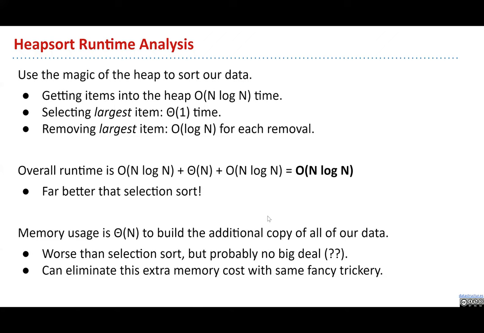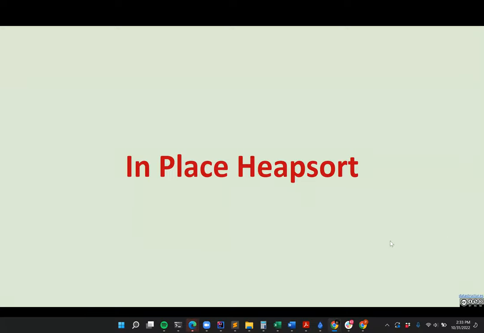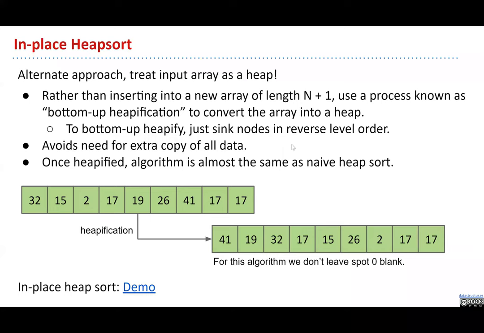Now it turns out we can optimize this and make it even better with a little bit of cleverness. And this is where we really need the max oriented heap. So I'm going to talk now about an alternate flavor of this called in-place heap sort, where we're not going to use any extra space at all. The idea is we're going to treat the input array itself as a heap. So rather than inserting everything, and making a new array of 11 items if you have 10 items, where the front item is 0 and you don't use it, I'm going to instead take the current array and turn it into the heap.